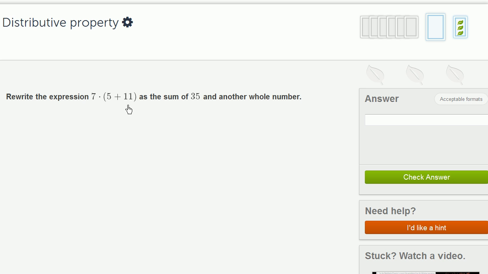Now this is easy to calculate. You could just say 5 plus 11 is 16, and then 16 times 7 is what? That's 70 plus 42, which would be 112. But that's not what they're asking us to do. They're not saying just calculate this. They're saying express this as a sum of 35 and another whole number.